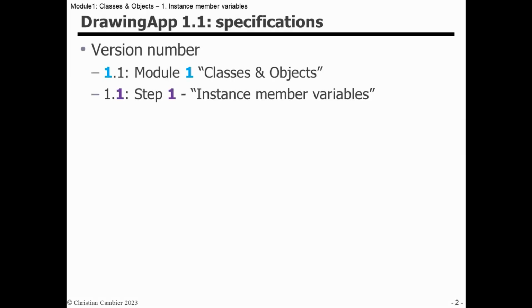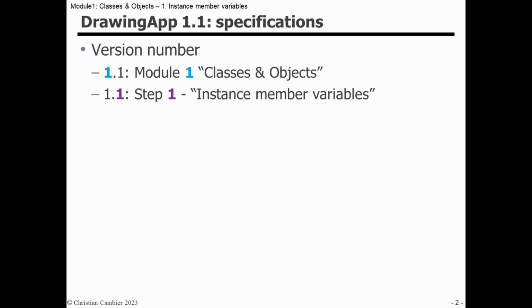First, a note about the version number notation that I'll use. So we start with DrawingApp 1.1. Now the first one refers to the first module, classes and objects. The second one refers to step 1, and there'll be about 9 steps in module 1, and then we move on to module 2. This video, step 1, is about instance member variables.